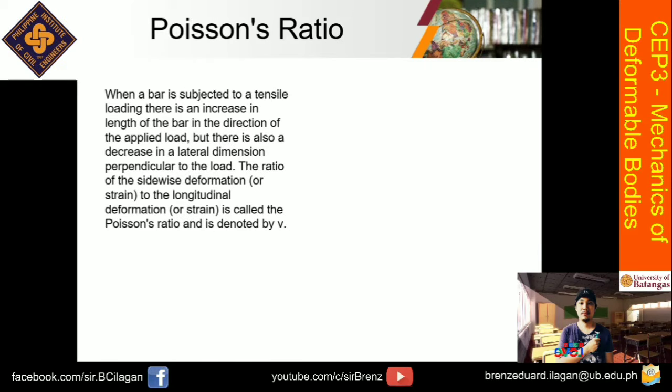Meron pa kasi siyang isang symbol. Hindi lang siguro nakita yung ating symbol doon, but itong V to can be written also as, gamitan ko lang ng pen, yung pinasosyal na V to eh. Or, lagyan na lang natin dito ng or. Ayan. So yan din si Poisson's ratio. So again, this is just the ratio of the sideways deformation to the longitudinal deformation.